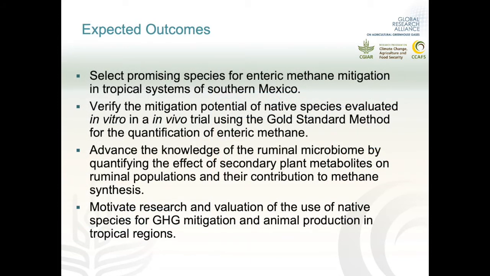The expected outcomes are to select promising species for enteric methane mitigation in tropical systems of southern Mexico, verify the mitigation potential of native species evaluated in vitro in an in vivo trial using the gold standard method for the quantification of enteric methane, advance the knowledge of the ruminal microbiome by quantifying the effect of secondary plant metabolites on ruminal population and their contribution to methane synthesis, and motivate research and evaluation of the use of native species for greenhouse gas mitigation and animal production in tropical regions.